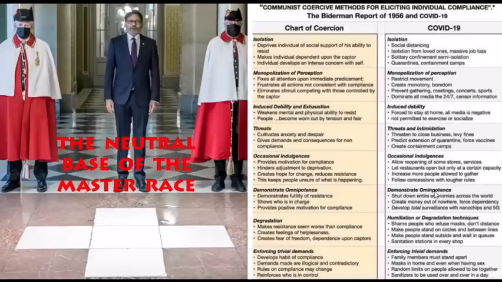Number 6, demonstrate omnipotence and omniscience. Shut down entire economies across the world, create money out of nowhere, force dependency, and develop total surveillance with nanochips. You know, and also like put on the thing on your face. You know, that's demonstrate omnipotence. And complete. You know, even in a shop, people are telling you what to do and what not to do. And giving a lot of power to the uniformed ones, you know, demonstrate omnipotence.